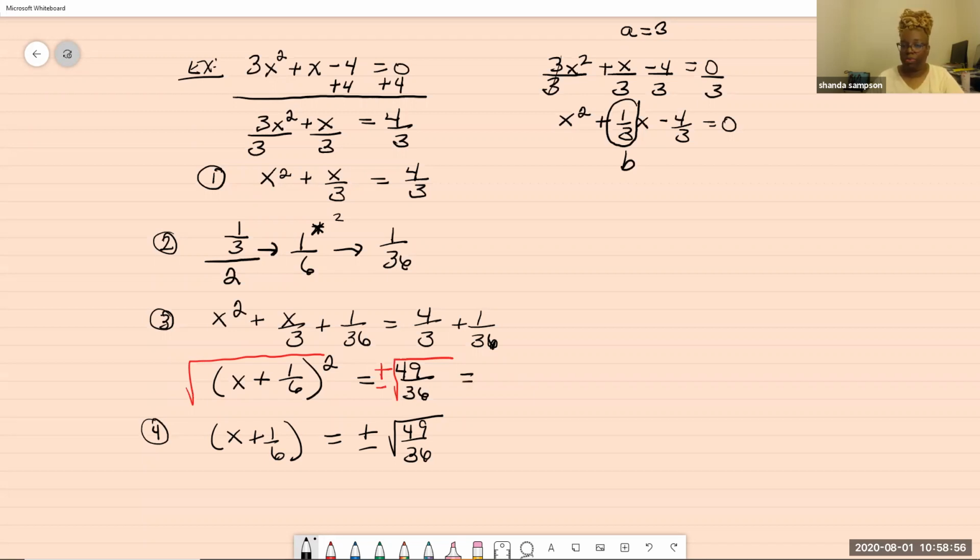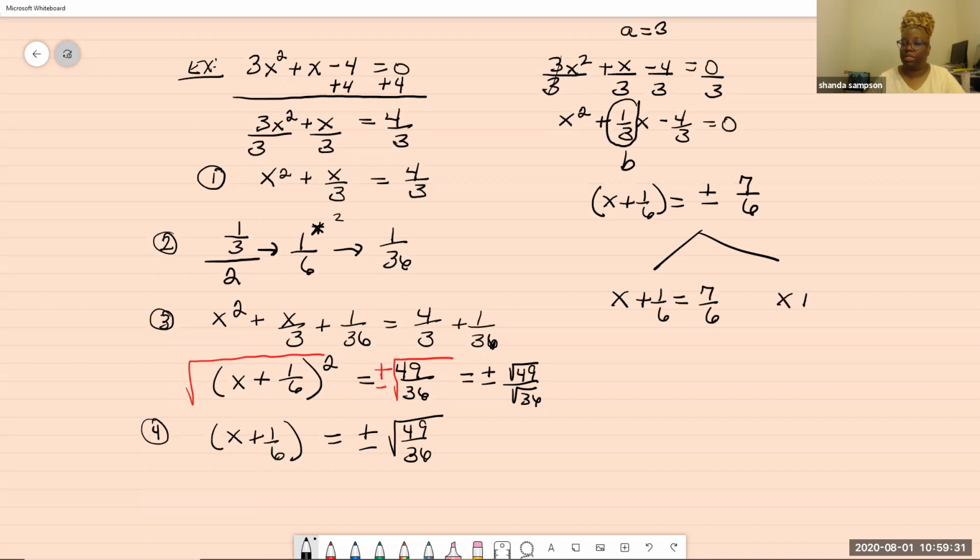So for some of you at this point, maybe you would put that in your calculator just so you can remember what that is, okay? So the next step here is I'm going to write what that is. X plus 1/6 is equal to plus or minus square root of 49 is 7, square root of 36 is 6. And now I just need to finish up the problem by breaking it up into my two pieces. X plus 1/6 is equal to 7/6, and then x plus 1/6 is equal to negative 7/6.